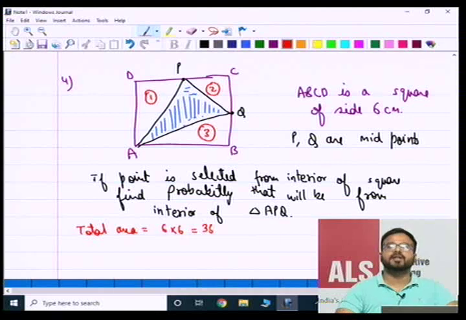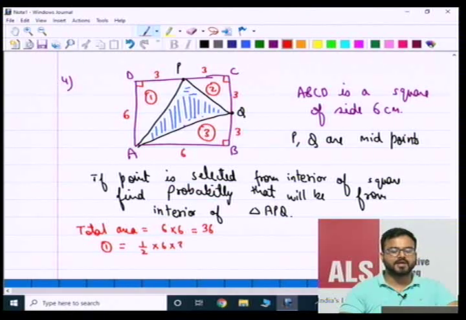We just have to find the area for the shaded region. Since ABCD is a square, all of these three regions 1, 2 and 3 are right angle triangles, and P and Q are the midpoints. So this will be 3, this will be 3, 3, 3, this is 6 and this is 6. So the area of the first region, that is a triangle, is half into base into height, that is 9.